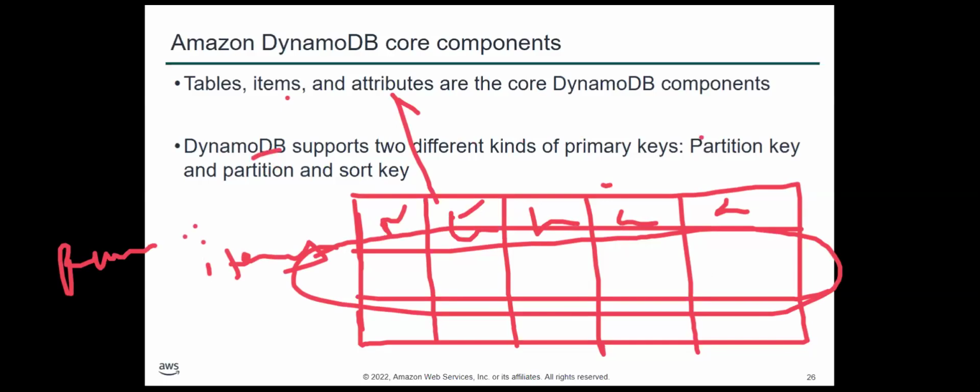DynamoDB supports two different kinds of primary keys. One is partition key, and the other is partition key plus sort key. What is this partition key and sort key?